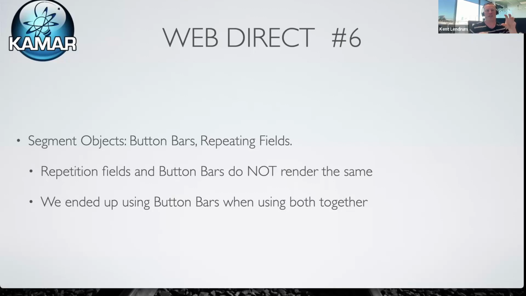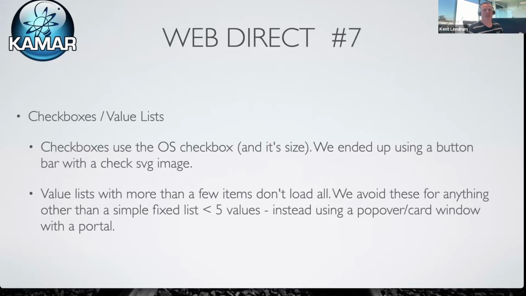If you've tried to create a table with a repetition of data down one column and then button bars down the next, it all looks good in Pro, and then you go into WebDirect and there's a really noticeable misalignment happening. So what we ended up doing in those situations was using button bars for both, and one of the button bars is literally just showing the data. It was probably a good thing because it meant we ended up using repetition fields less.